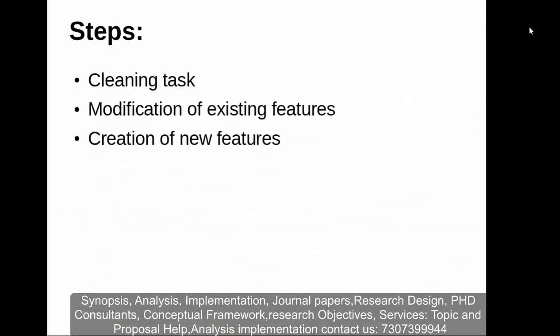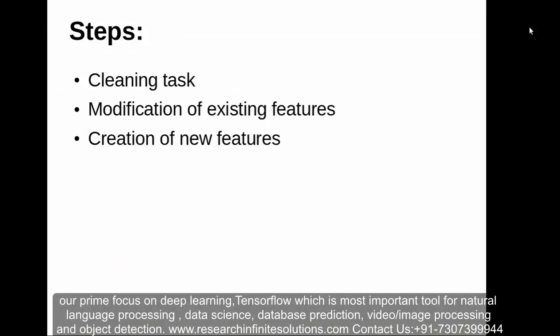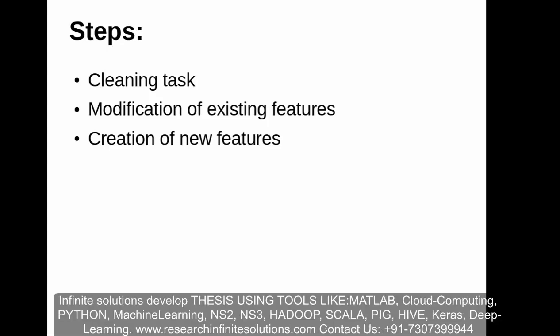So let's start with the steps involved in data pre-processing and feature engineering. Our first step is the cleaning task. It involves dropping the bad data and dealing with missing values. Our second step is modification of existing features, that is, in this step we will be applying standardization and log transform methods. And the third step is creation of new features. It means that we will derive new features from the existing ones. I will describe the implementation of all these steps later in this video.